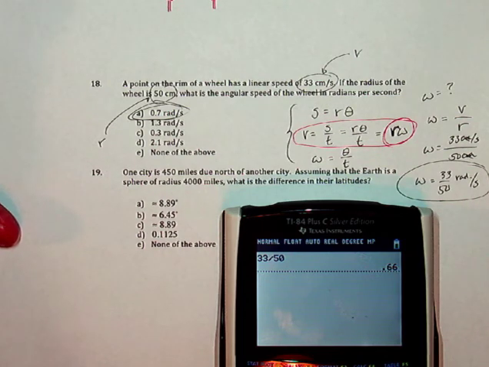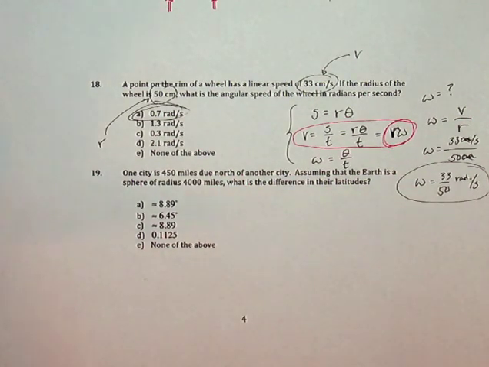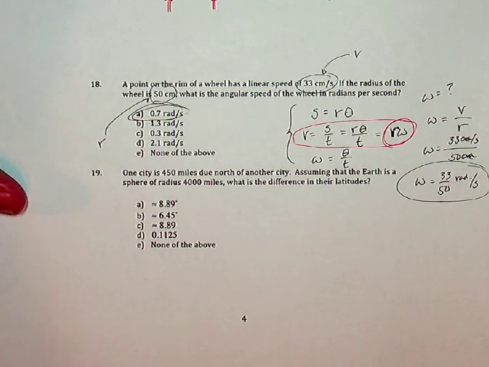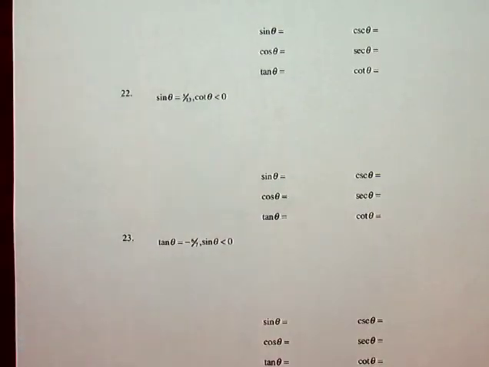Let's go and look at 19. Oh, that's one of those latitude ones. Y'all admittedly struggled with that because you didn't understand latitude. I explained it, but let's skip over that one and move on to some of the 4-3 and 4-4 stuff, the right triangle trigonometry.